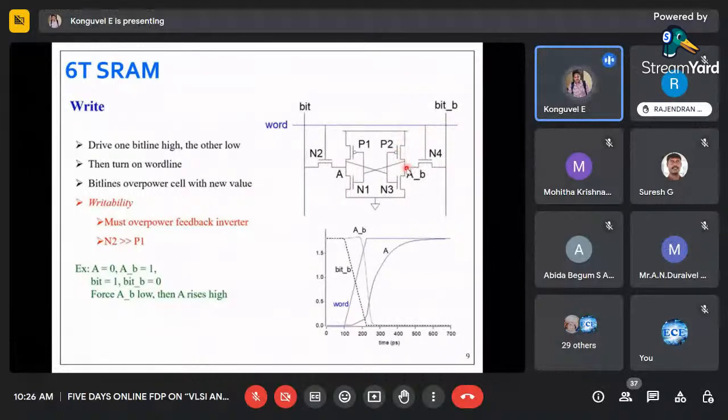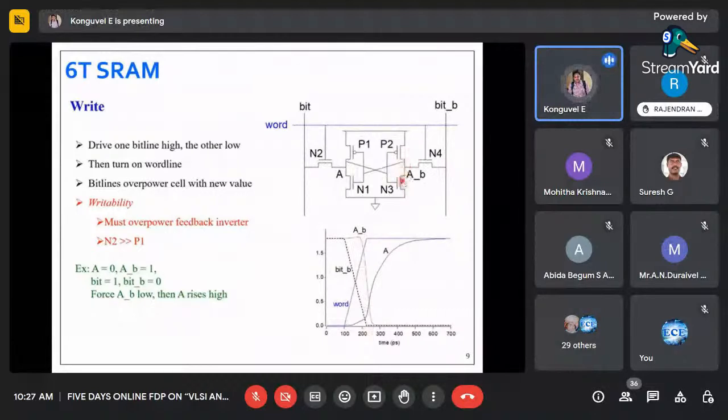So now what has to be done? This N4 is good enough to pull this node to 0. That is why you can see in the timing, A bar B is 1 initially. The word line is the first activity, the bit line is the second activity, and the third activity is making this A bar B go to 0. You can see it making A bar B go to 0.